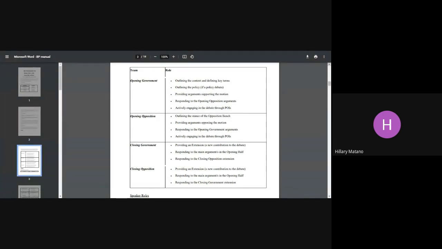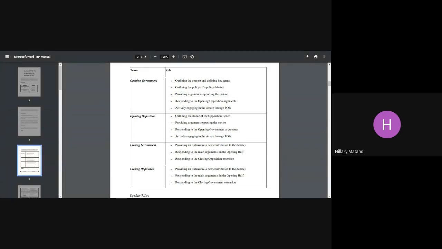We have the Prime Minister speaking first on the government side, then the opposition leader speaks next, then we have the Deputy Prime Minister speaking, then the Deputy Opposition leader speaking, then we have the Member of Government, Member of Opposition, Government Whip, and ultimately the last speaker in this case is the Opposition Whip. So what roles do each of these members play?